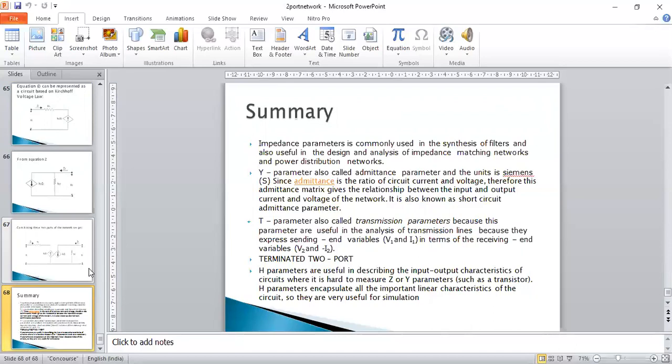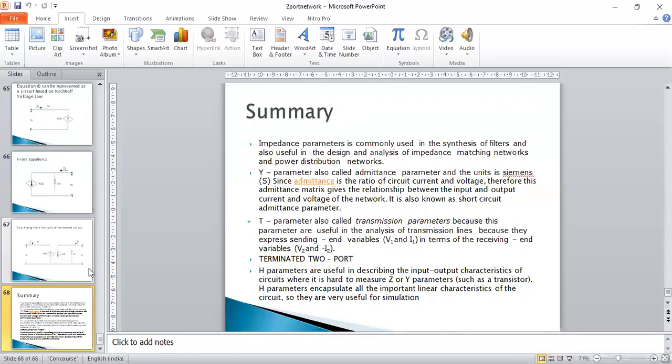The Y parameters are also called admittance parameters, and the unit of the Y parameter is Siemens. It gives the ratio of the current and the voltage. Therefore, the admittance matrix gives the relationship between the input and output. The T parameter, also called the transmission parameter, is widely used in the transmission and distribution sector. And the H parameter is basically used in the modeling of transistors. So these are the summaries of the two-port network.